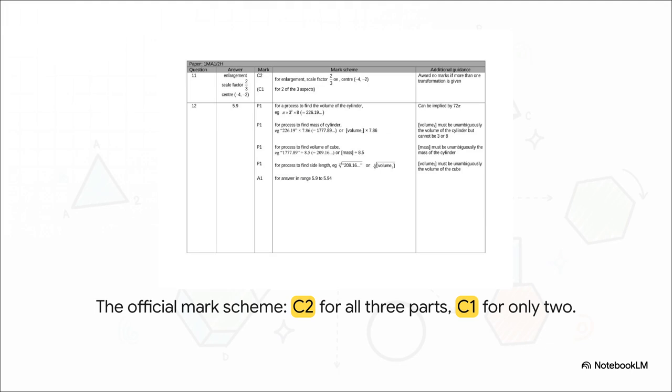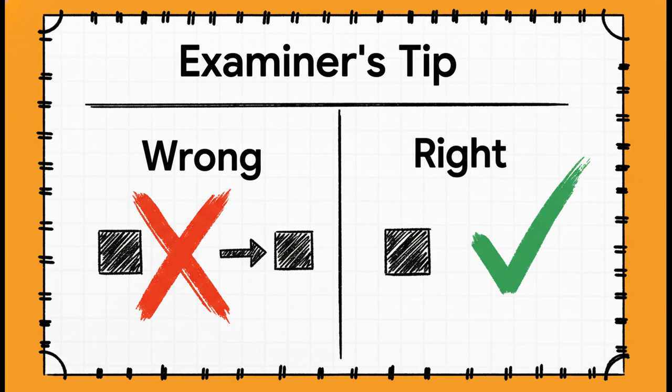And you don't have to take my word for it. Here's the proof, straight from the official mark scheme. It confirms you get 2 marks, what they call a C2, for stating all 3 parts. But look closely. If you only get 2 of them right, you only get 1 mark, or C1. There's no in between.